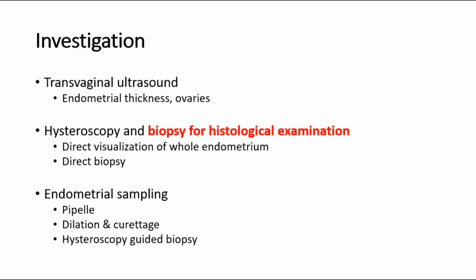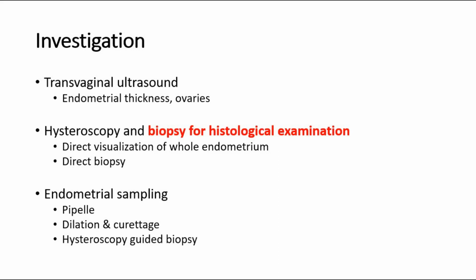For investigation, the mainstay of diagnosis will include a transvaginal ultrasound, used to assess the endometrial thickness and also to look at the ovaries. We can also do a hysteroscopy if the endometrial thickness is more than 5 mm, and this hysteroscopy can be done in outpatient or can be done in inpatient under general anesthesia.